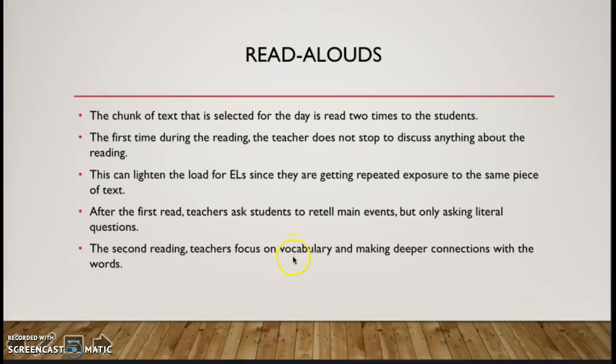In the second reading, teachers focus on vocabulary and making deeper connections with the words. Using strategies like turn and talks can also be a great way to allow emergent English learners to pair up with a language partner and use their first language to scaffold to discuss the text. In the second read, the students also listen for vocabulary words and can use a signal to show that they heard the word, like giving a thumbs up, so teachers can pause and have a discussion around the vocabulary word.